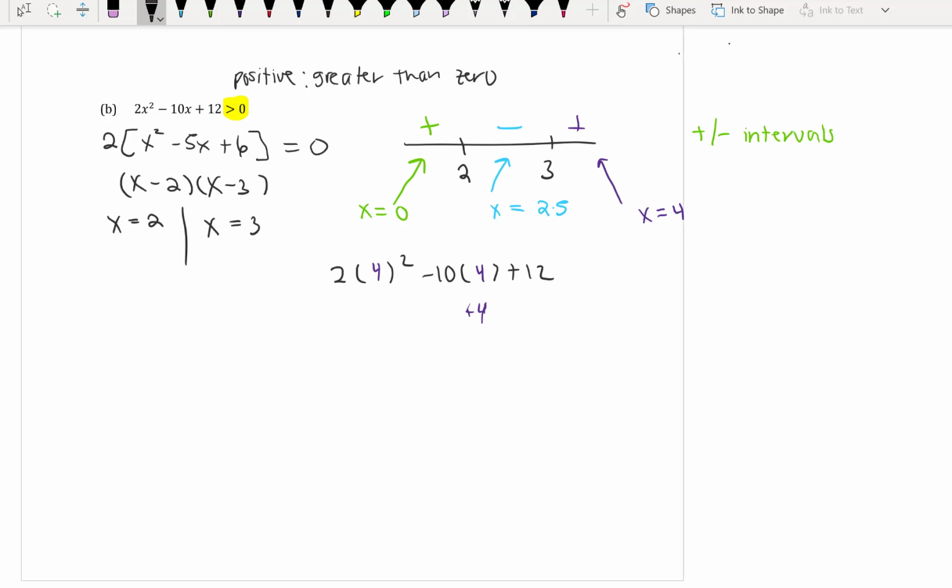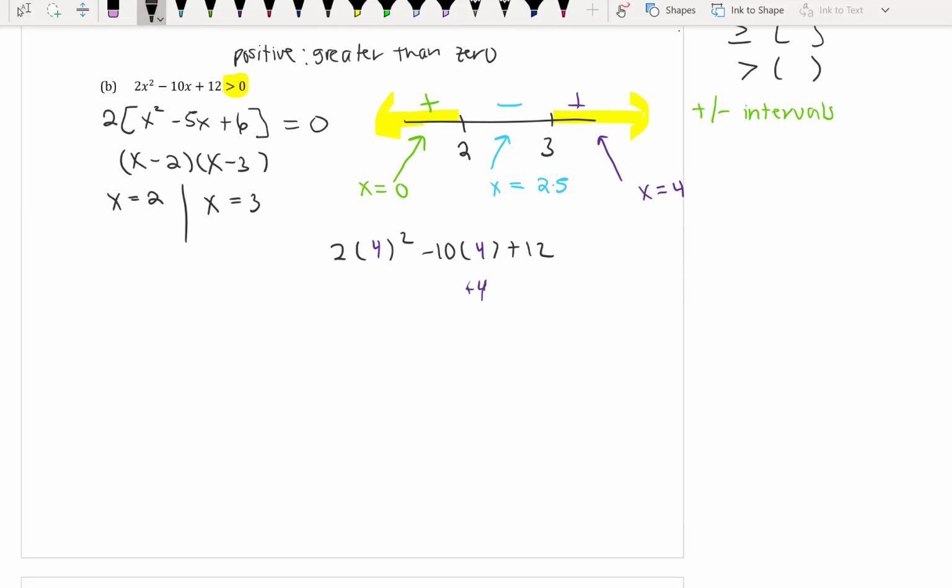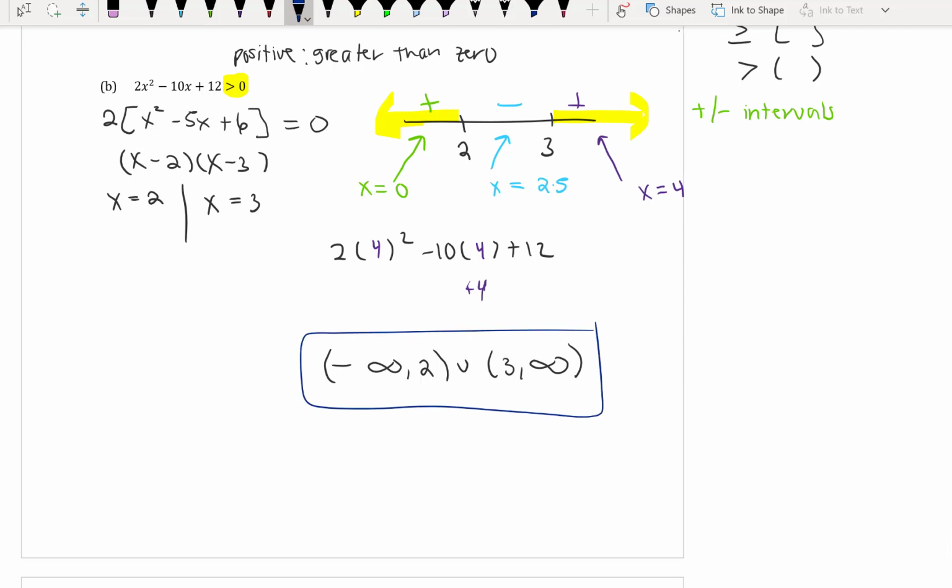And if it was like this, then I know I would be using brackets. But since it's like this, I'm going to be using parentheses. So it specifically wants our positive intervals, so that's here, which goes off to infinity, and here, which goes off to infinity. So I'm going to write that as my interval notation: from negative infinity to positive 2, union 3 to positive infinity. So that ends up becoming my final answer.